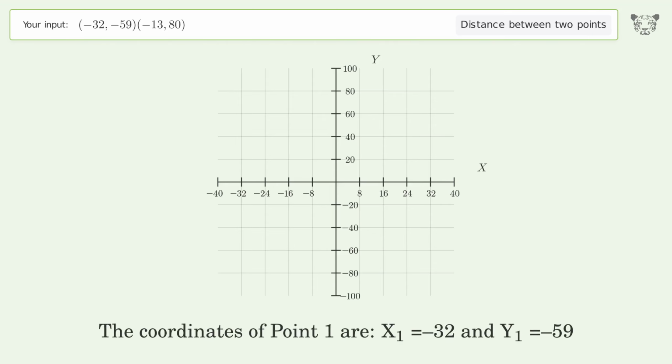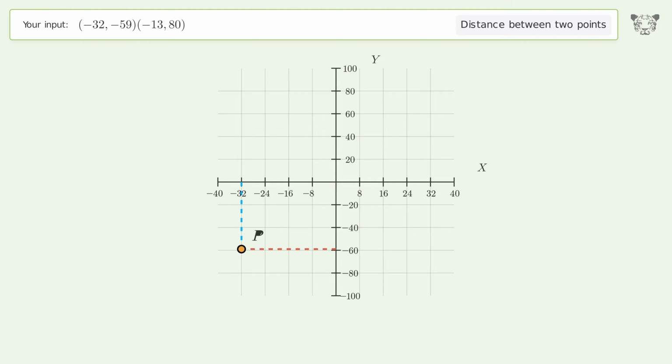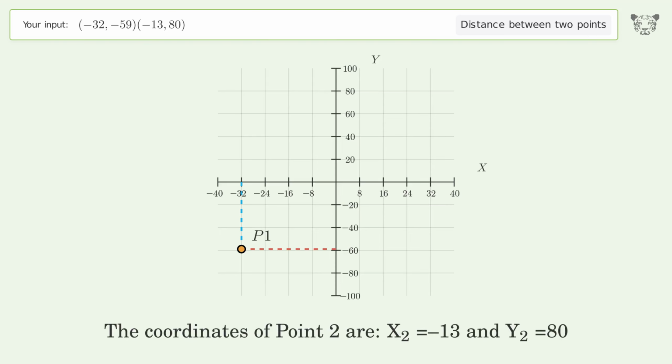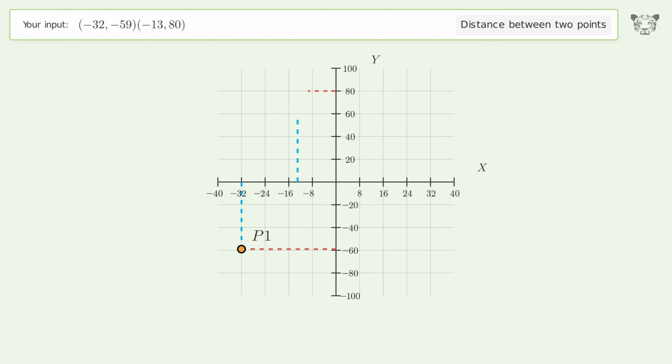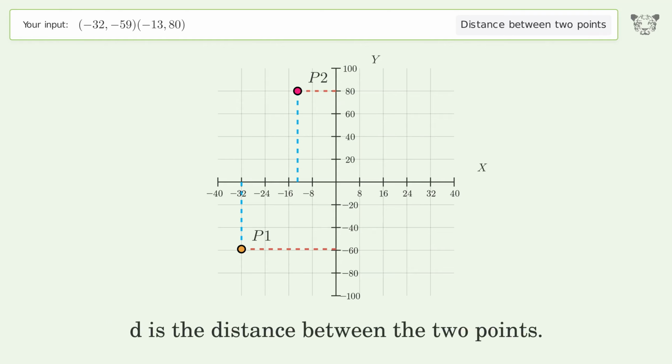The coordinates of point 1 are x1 equals -32 and y1 equals -59. The coordinates of point 2 are x2 equals -13 and y2 equals 80. D is the distance between the 2 points.